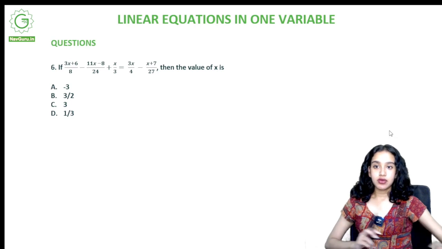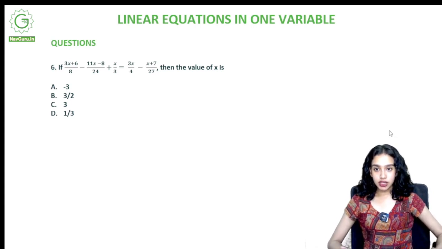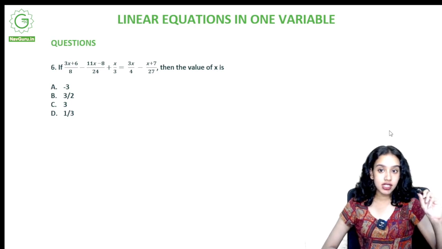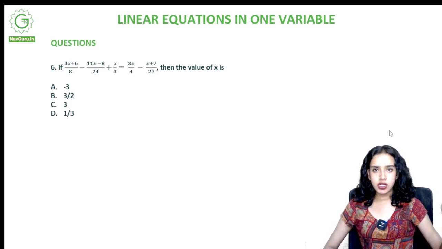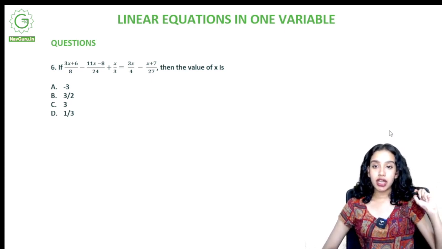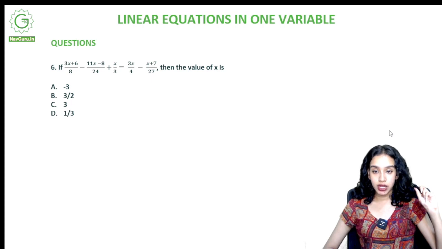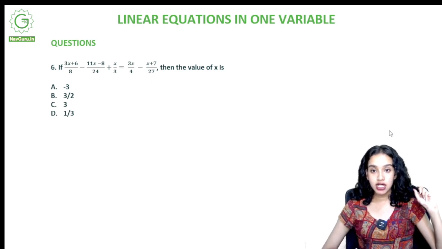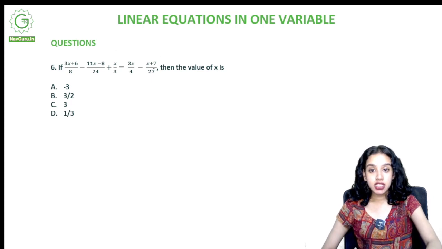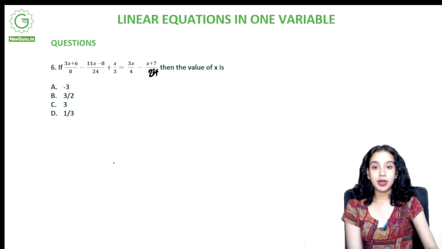So let's see. We have an equation here, a linear equation in one variable. Why? We have only x as the variable and the power of x is always 1. So this is a linear equation in one variable, right? So we have 3x plus 6 by 8 minus 11x minus 8 by 24 plus x by 3 is equal to 3x minus 4 by x plus 7 by, here it's supposed to be 24. So it's x plus 7 by 24.